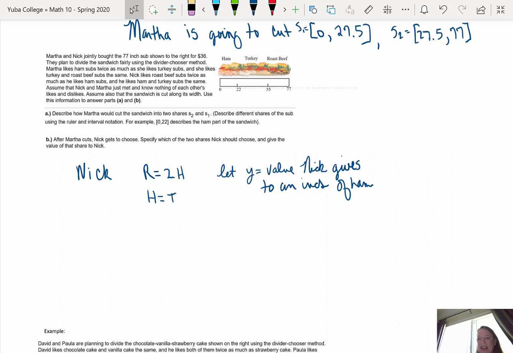Well, right away, I can tell because he likes roast beef more. Obviously, he's gonna get this piece right here with the roast beef, right? He likes this twice as much. We just need to figure out how much he values this.